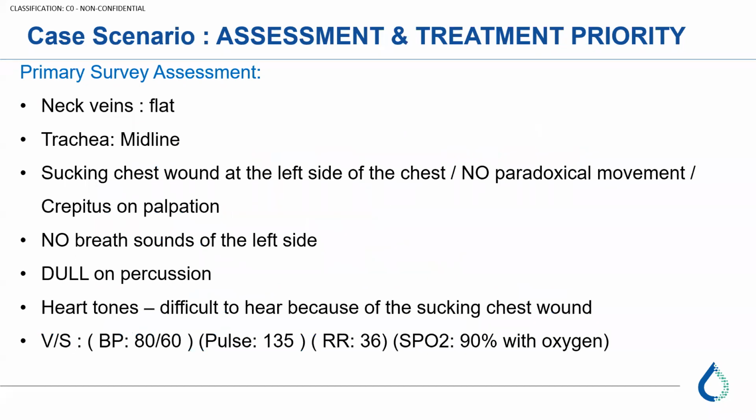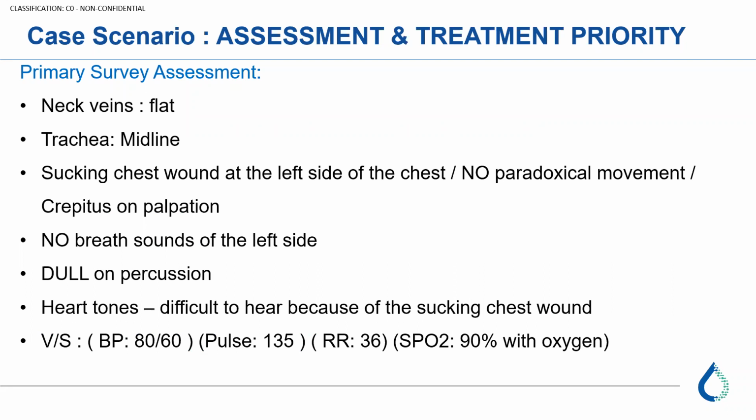During your inspection, you notice that the neck veins are flat. The trachea is still midline. There is a sucking chest wound. Perhaps you saw in the photo the knife is still there, but we will assume that the knife has been removed. There is a sucking chest wound at the left side of the chest, though there's no paradoxical movement. However, there is crepitus on palpation, no breath sounds on the left side, and dullness on percussion. The heart tones are difficult to hear because of the sucking chest wound.